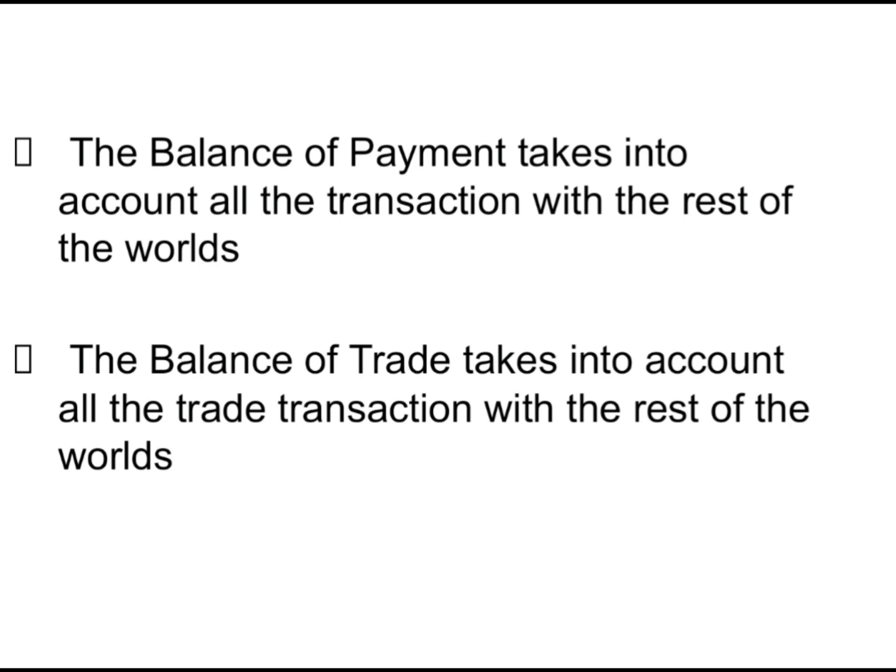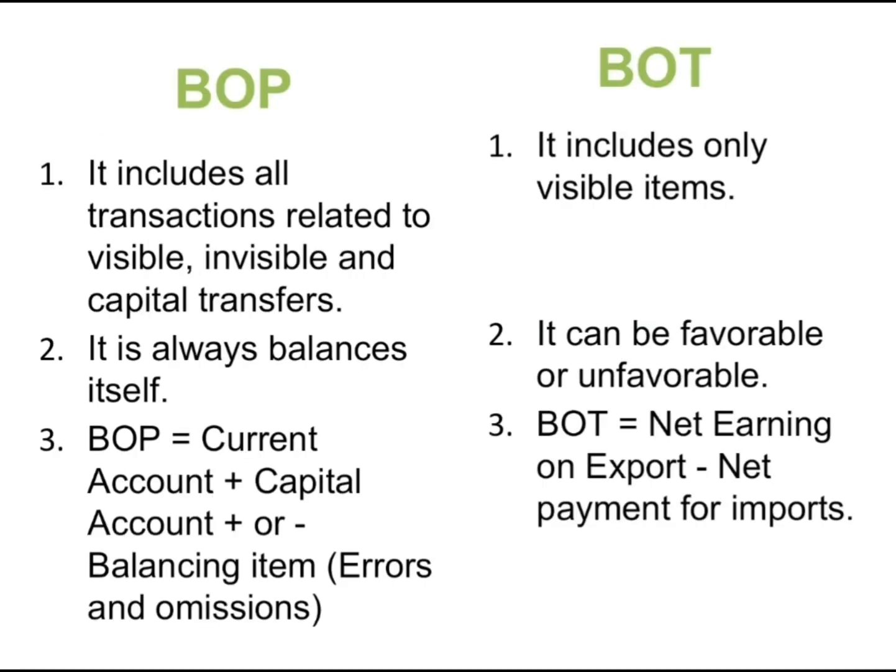However, the balance of trade takes into account all the trade transactions with the rest of the world. These are the most important distinctive features between BOP and BOT. BOP includes all transactions related to visible, invisible, and capital transfers. However, BOT includes only visible items. Secondly, BOP always balances itself. However, balance of trade can be favorable or unfavorable.